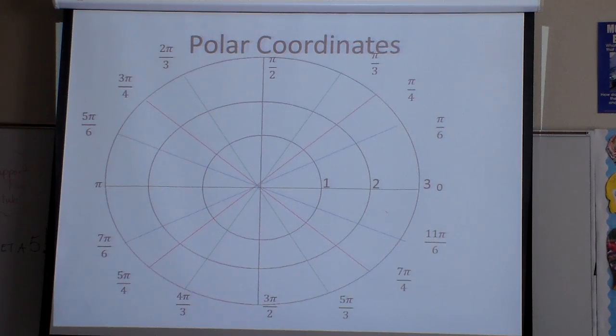So polar coordinates are just like it, except here would be a radius of 1, here would be a radius of 2, and here would be a radius of 3. Okay? And notice we have 0, pi over 6, pi over 4, pi over 3, pi over 2, 2 pi over 3. And it goes around, and it's 2 pi all the way back around. There's a radius of 3.